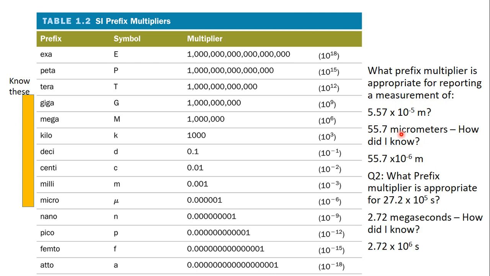Alright. So for this, it would be 2.72 megaseconds. Again, what I did is I looked at this power, 10 to the 5, and I looked at what's close to that. Well, it's 10 to the 6. To get 10 to the 6, I have to move the decimal point over to the left once, and I get 2.72 times 10 to the 6 seconds. Again, a mouthful, so I can just say 2.72 megaseconds.